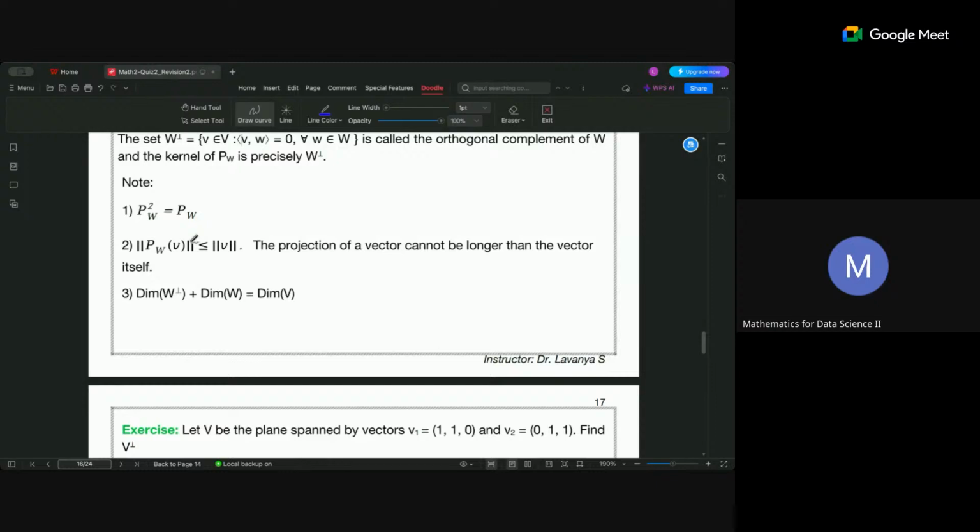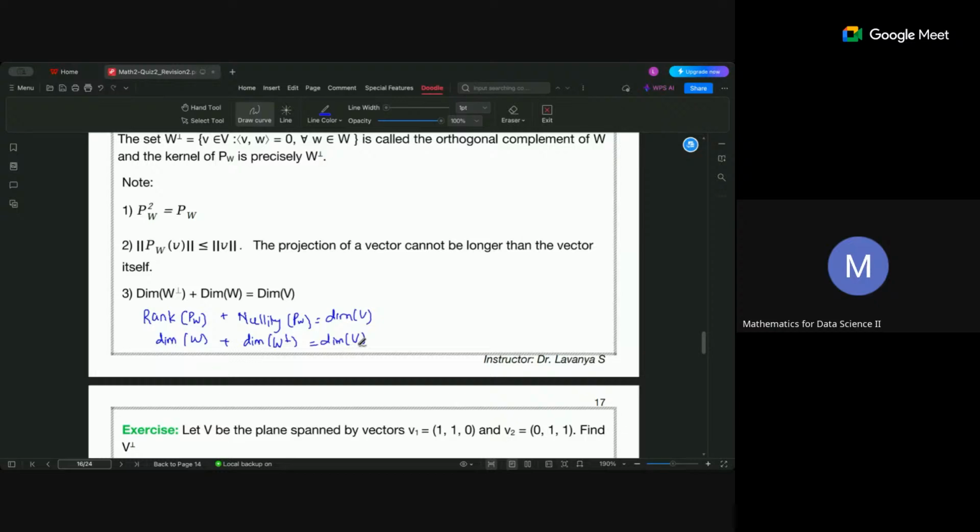Okay, and if you apply the rank nullity theorem, what will you get? What is the rank nullity theorem? Rank of PW plus nullity of PW is equal to the dimension of V. Now, what is the rank of PW? It is nothing but the dimension of W, and the nullity of PW is the dimension of W perp.